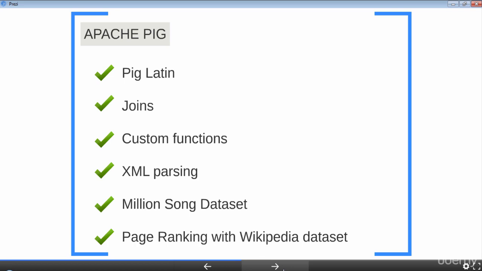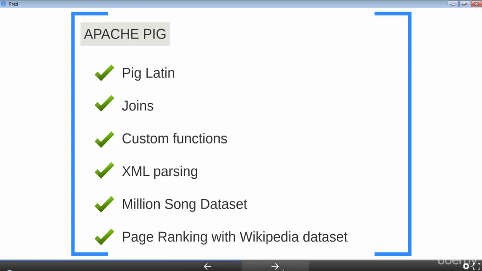There are two projects in this chapter. The first project is an interesting project in which we'll use a dataset named Million Song Dataset, which has metadata for about a million songs, and we'll find less familiar artists with hot songs. Sounds interesting, right? In the next project, we'll rank pages from a dataset that we'll extract from Wikipedia.